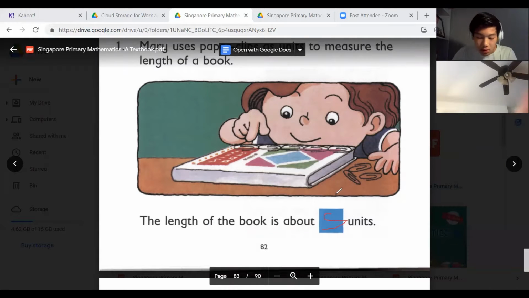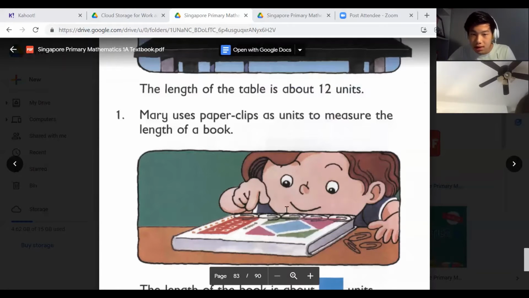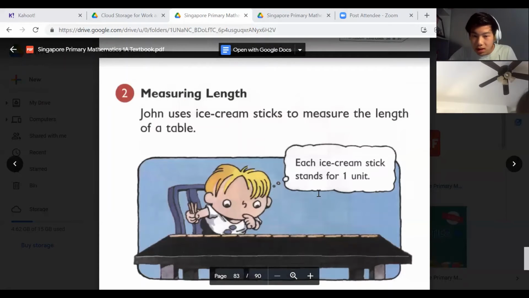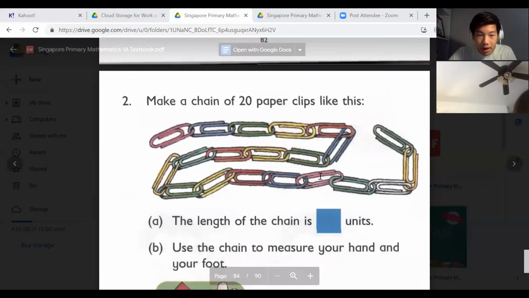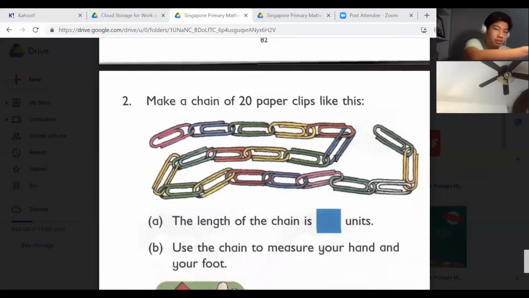Okay. And so sometimes it might be really confusing because if we just say 5 units, we don't really know what they mean by 1 unit. Because in this case, you can see the unit is different. In this example, the unit is a paper clip, but the unit here is an ice cream stick.